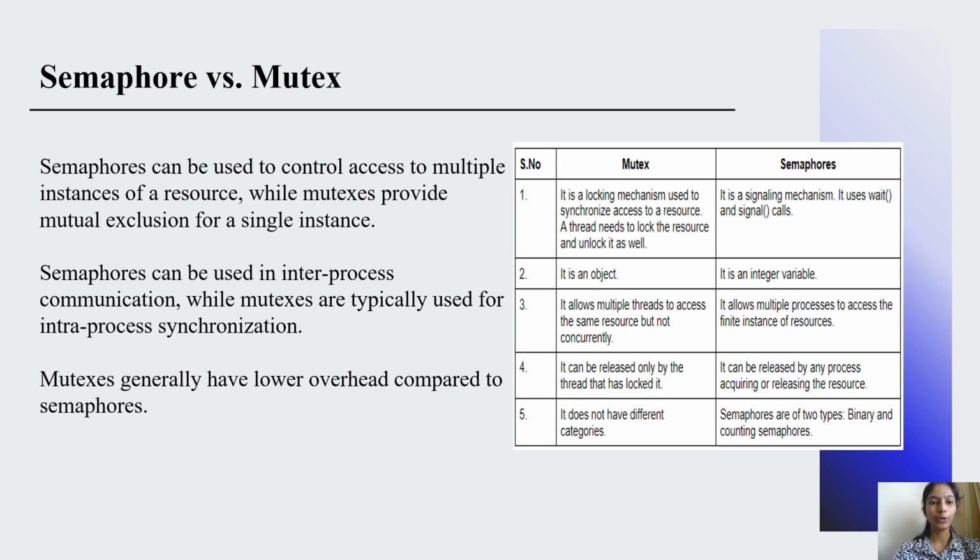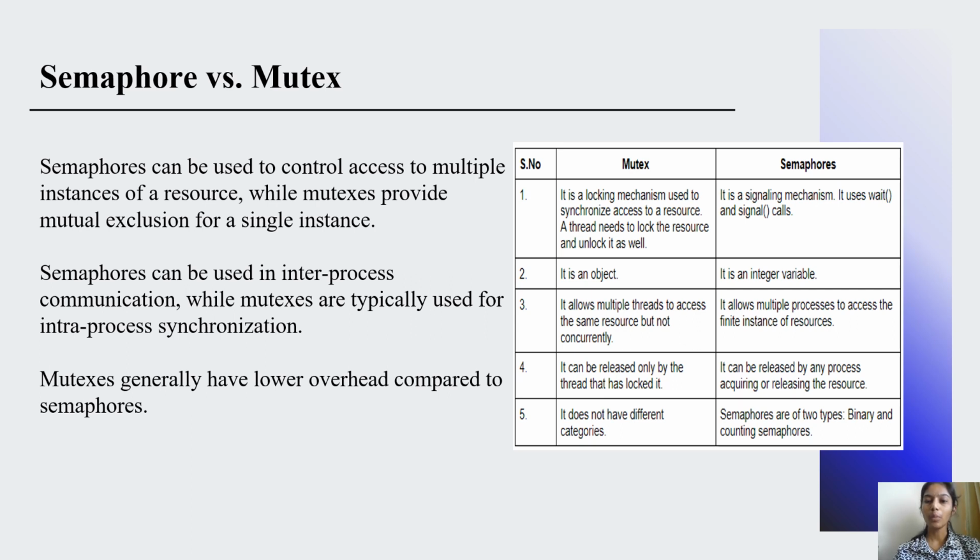Semaphore versus mutex. A semaphore can be used to control access to multiple instances of a resource, while a mutex provides mutual exclusion for a single instance. Semaphores can be used in inter-process communication, while mutexes are typically used for intra-process synchronization. Mutexes generally have a lower overhead compared to semaphores.